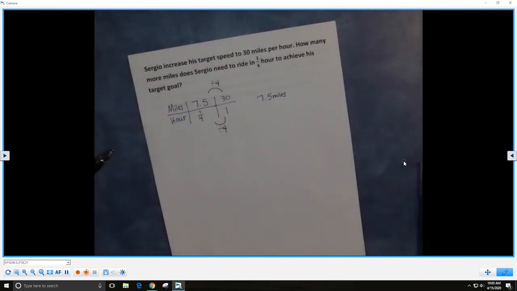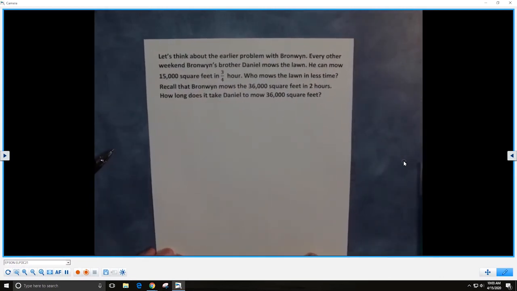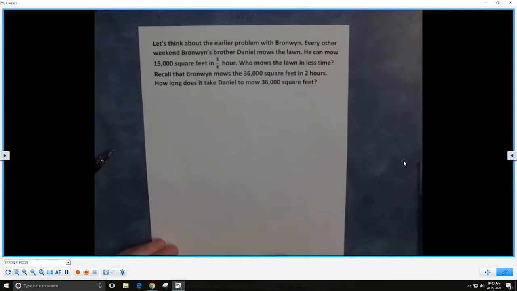Great job. Let's think about the earlier problem with Bronwyn. Every other weekend, Bronwyn's brother Daniel mows the lawn. He can mow 15,000 square feet in 3/4 of an hour. Who mows the lawn in less time? Well, recall that Bronwyn mows the 36,000 square feet in 2 hours. How long is it going to take Daniel to mow that 36,000 square feet?